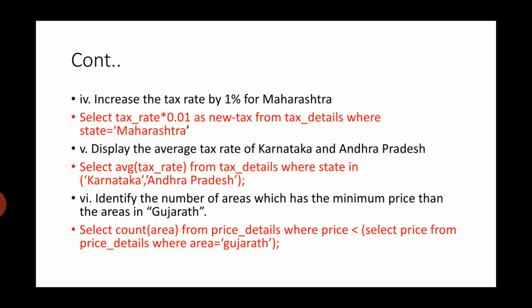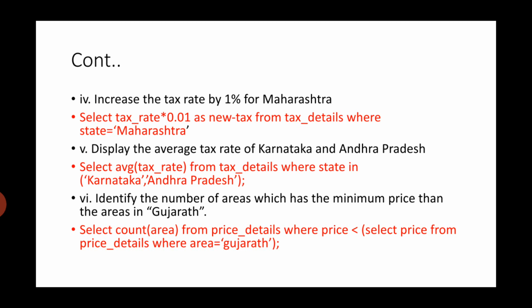The next one is display the average tax rate of Karnataka and Andhra Pradesh. So you can go for the group function, average function, select average of tax rate from tax details where state, it may be Karnataka or Andhra Pradesh. Okay, so I can use the IN keyword, and within brackets I can display the state names.